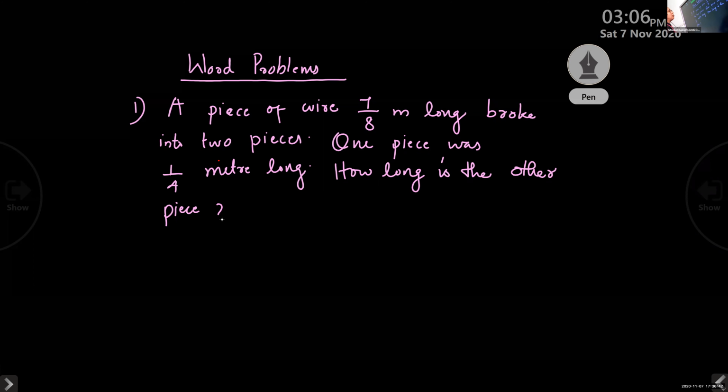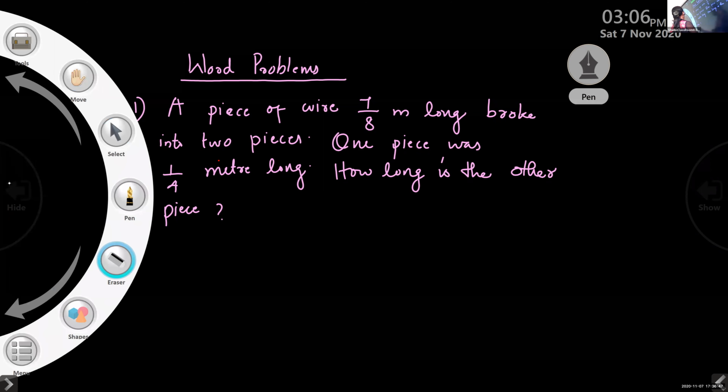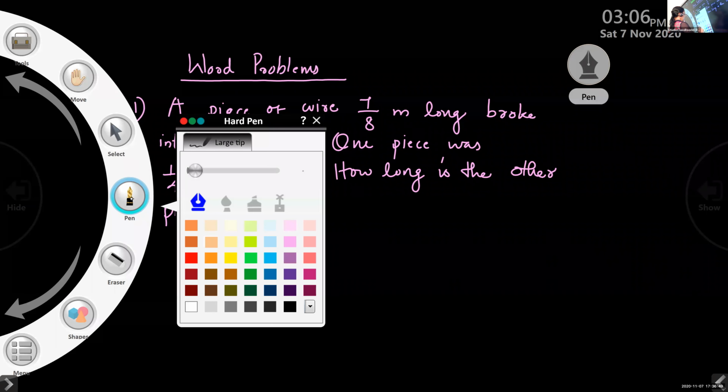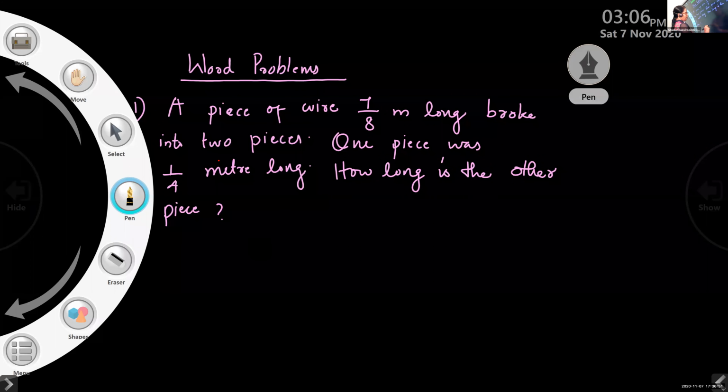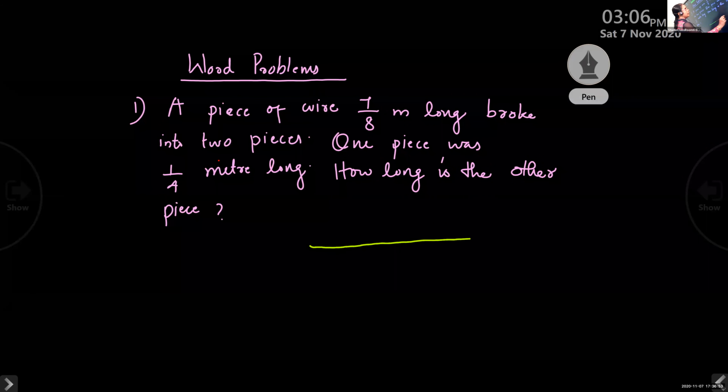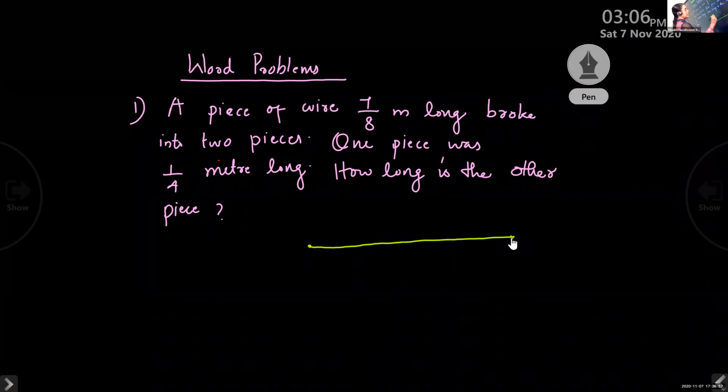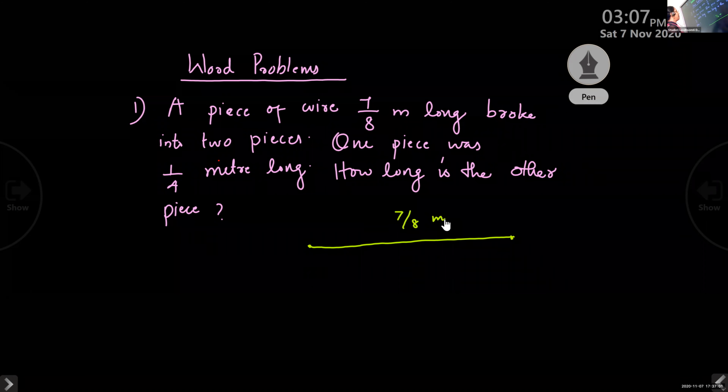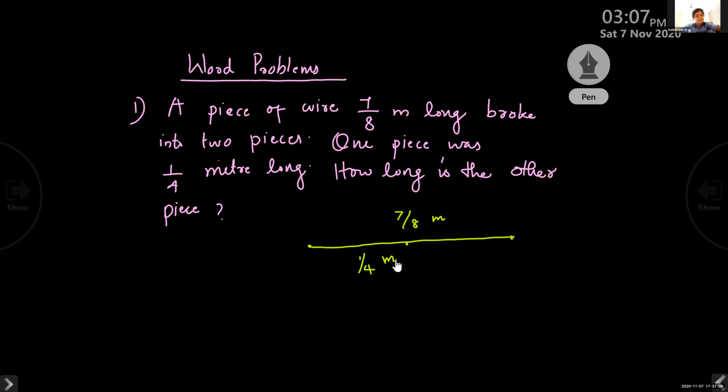Okay, so I will draw like this so you will understand it. One piece of wire was there. It is 7 by 8 meter long, and it was broken into 2 pieces. One piece was 1 by 4 meter long, and the other piece is 6 by 4.